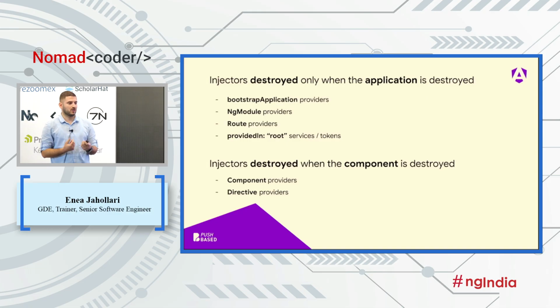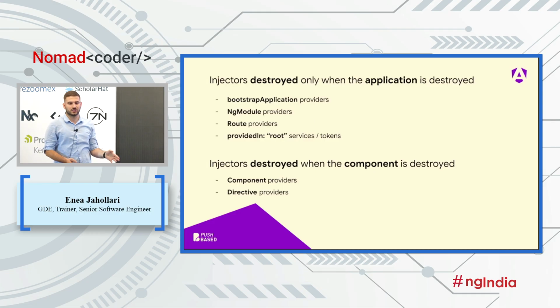And of course, an injector scope gets destroyed. In our case, for example, bootstrap application, NgModule, route providers, and provided root are destroyed only when the application is destroyed. And most of the time, that's when you close the tab. So during your application lifetime, probably never.